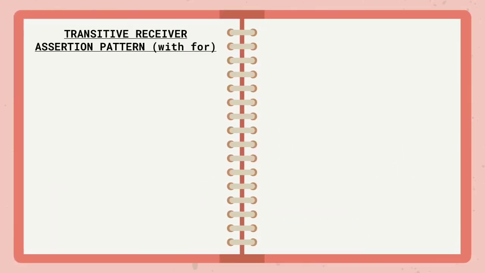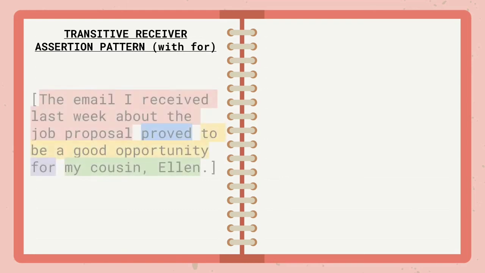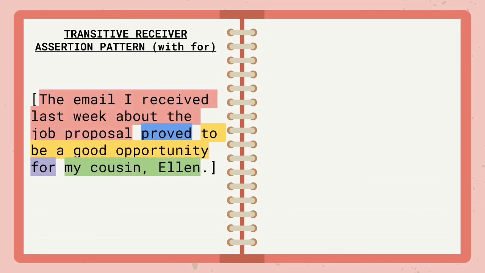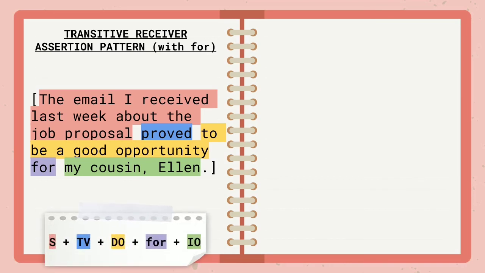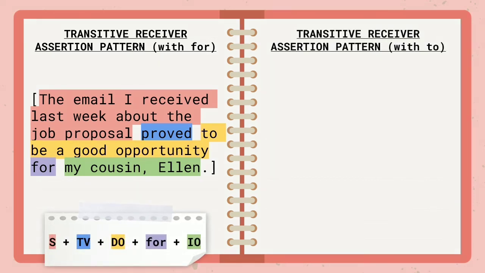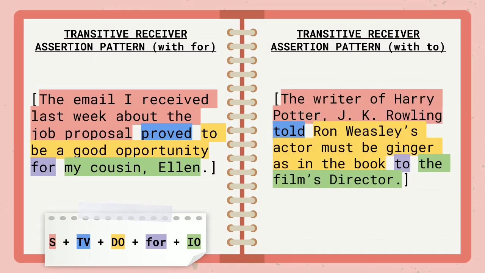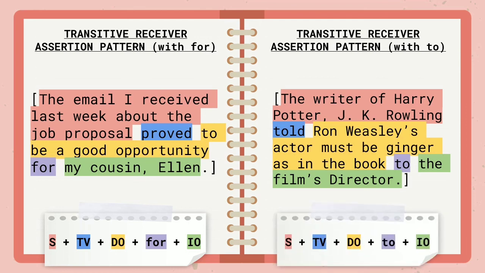We have spoken about the variation in the order of elements for this pattern, and we can exemplify it with this, using a "for" participle, as in, the email I received last week about the job proposal proved to be a good opportunity for my cousin Ellen. We want to emphasize it was good for her. And using a "to" participle, as in the writer of Harry Potter, J.K. Rowling, told Ron Weasley's actor must be ginger as in the book to the film's director. We are emphasizing she told this to him.